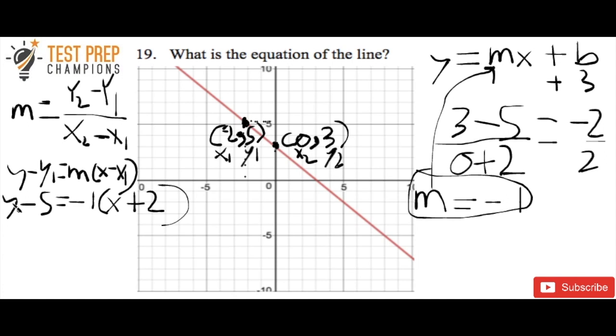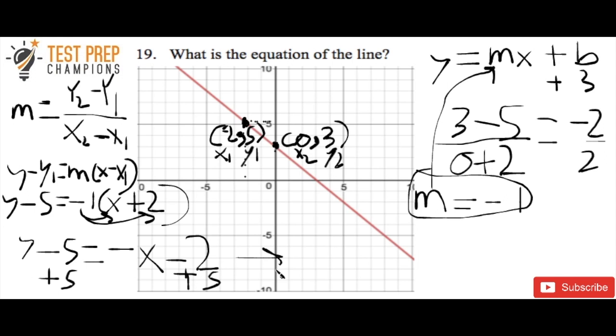Now let's remember our Please Excuse My Dear Aunt Sally rules. We want to start with what's in the parentheses, so we're going to distribute this -1 here. We would have y minus 5 equals -x, because -1 times x gives us -x, and -1 times +2 would be -2. Then we're just going to add this 5 over here. We want to get the y by itself, so we would add 5 onto both sides of the equation.